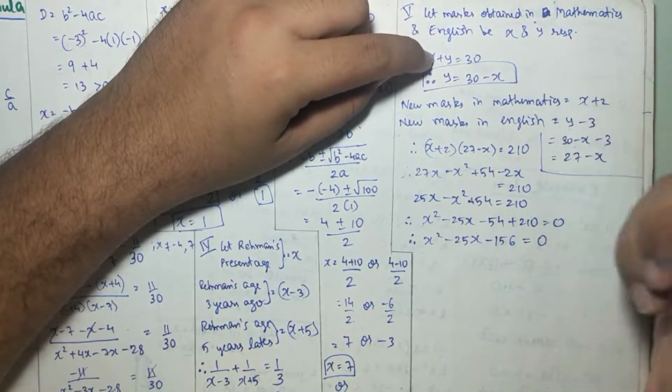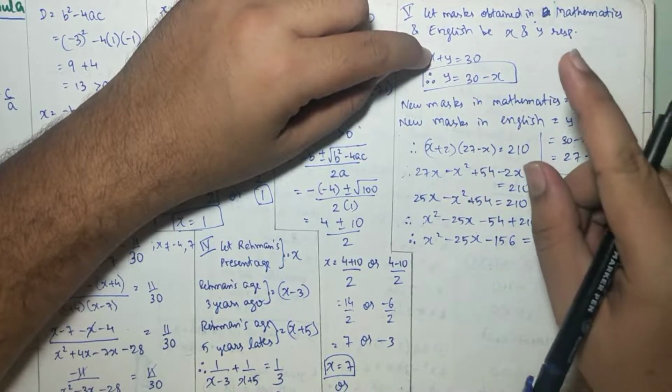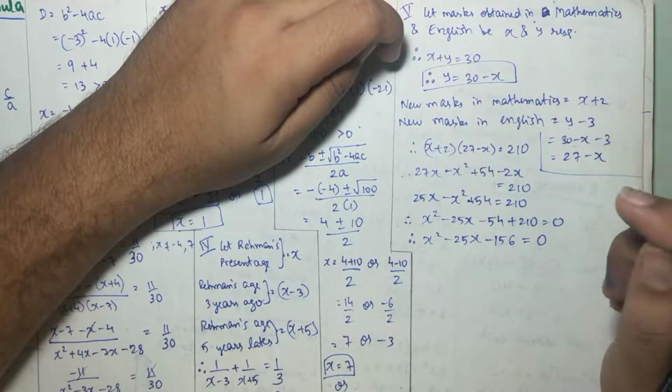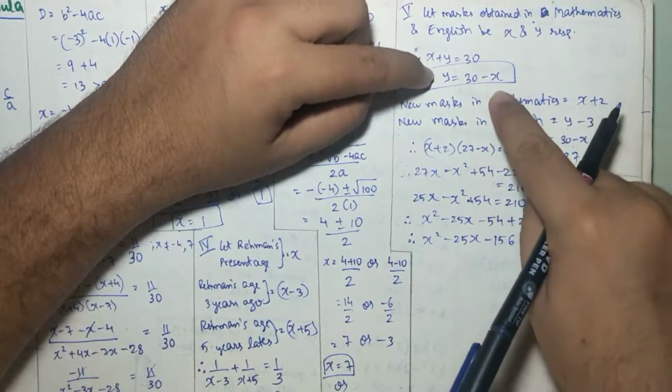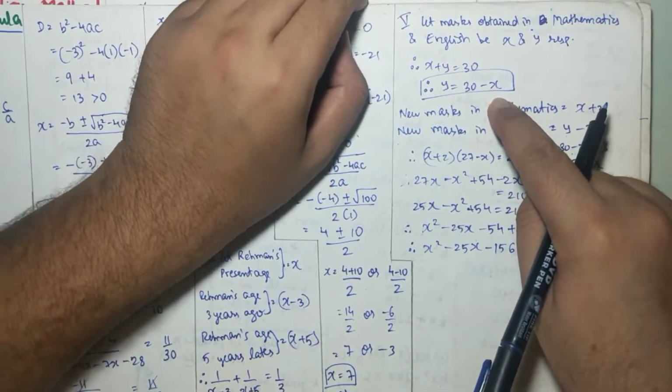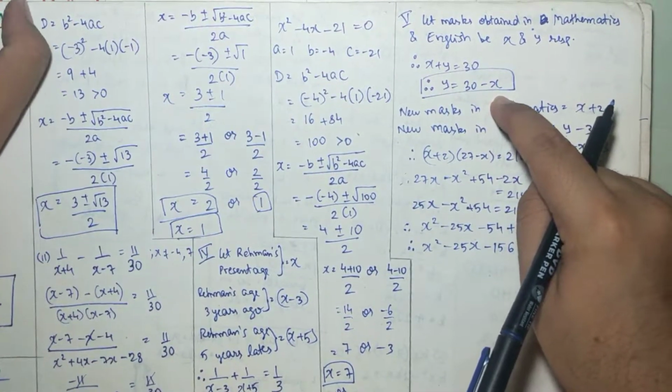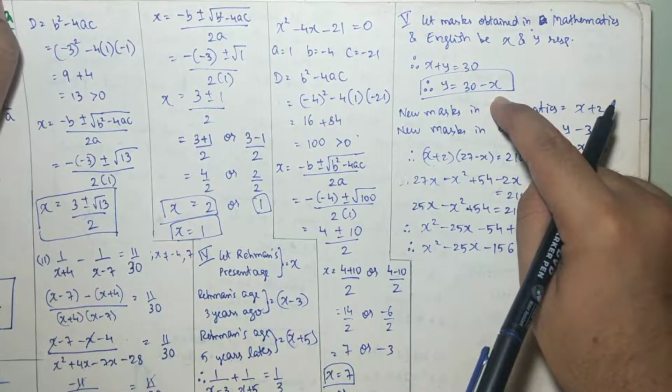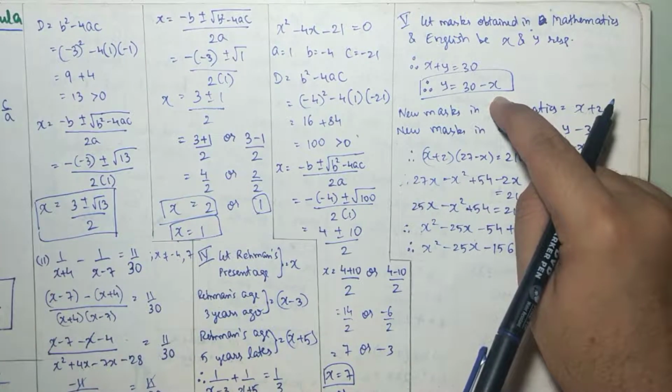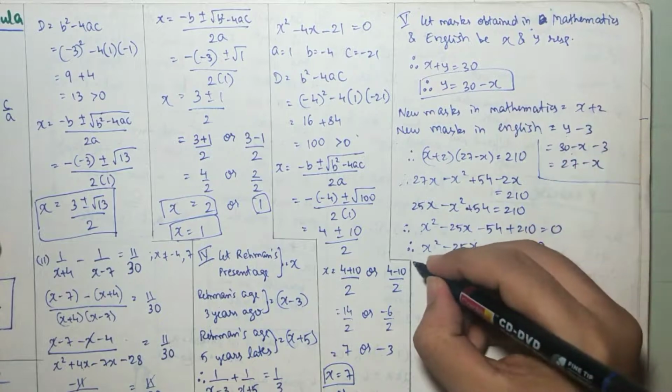That is the marks obtained in mathematics. So to find the answer of marks obtained in English, substitute that value of x in this equation, y equals to 30 minus x. You will get the marks obtained in English also. Understood? I am proceeding toward the sixth sum.